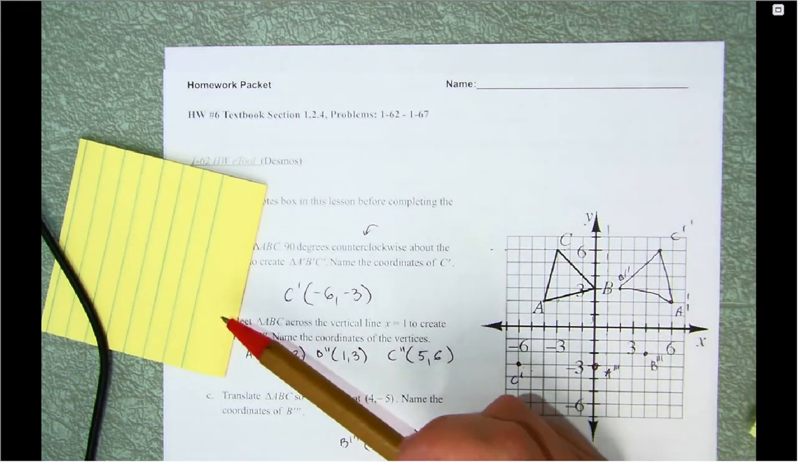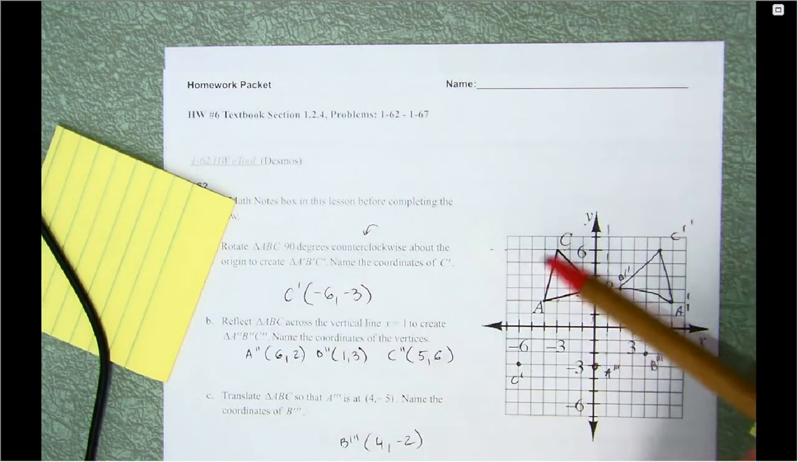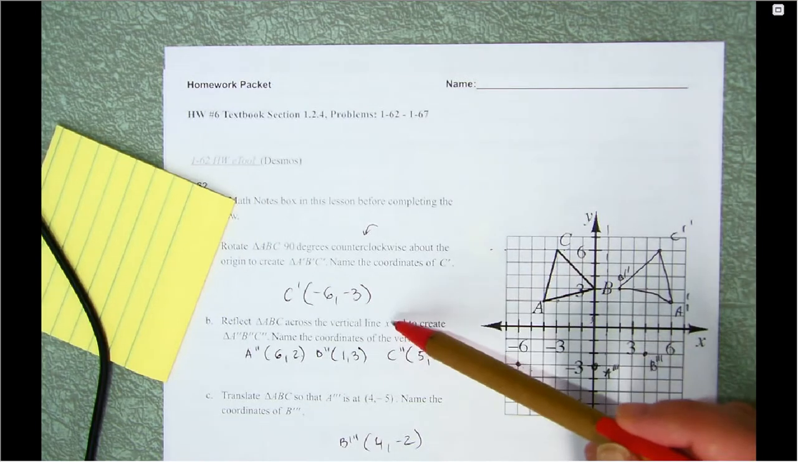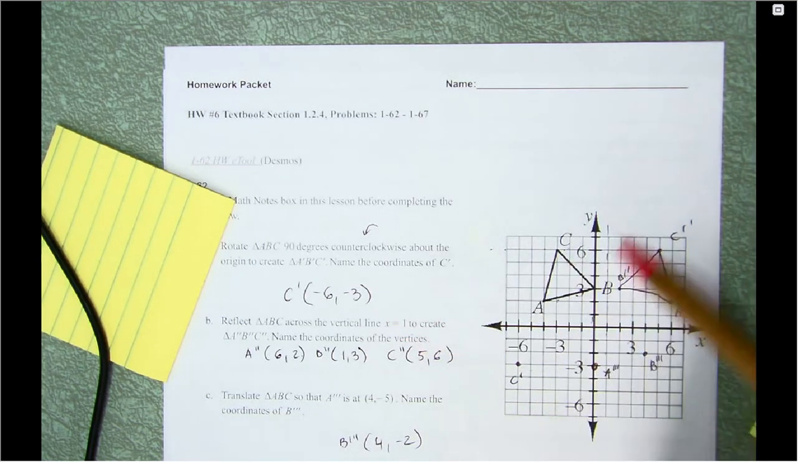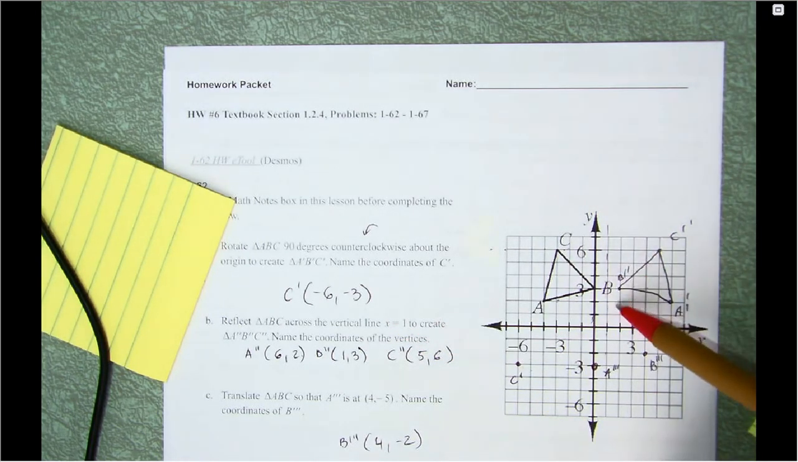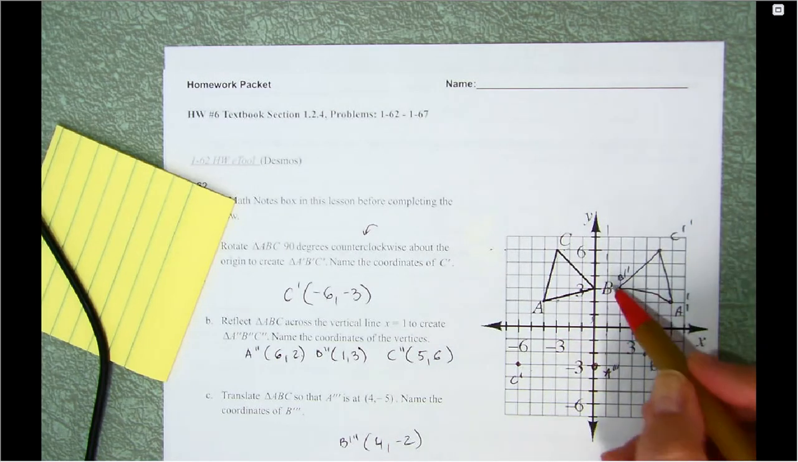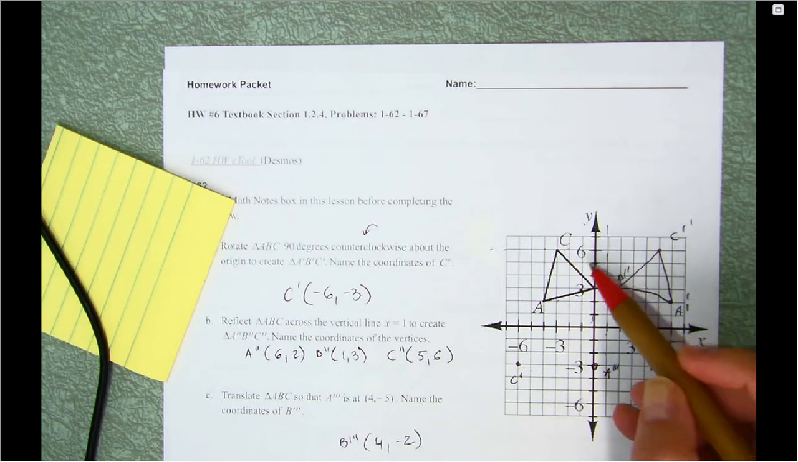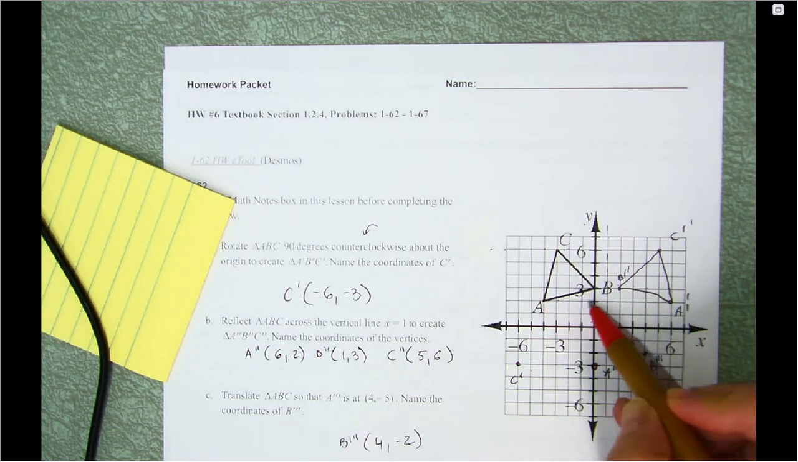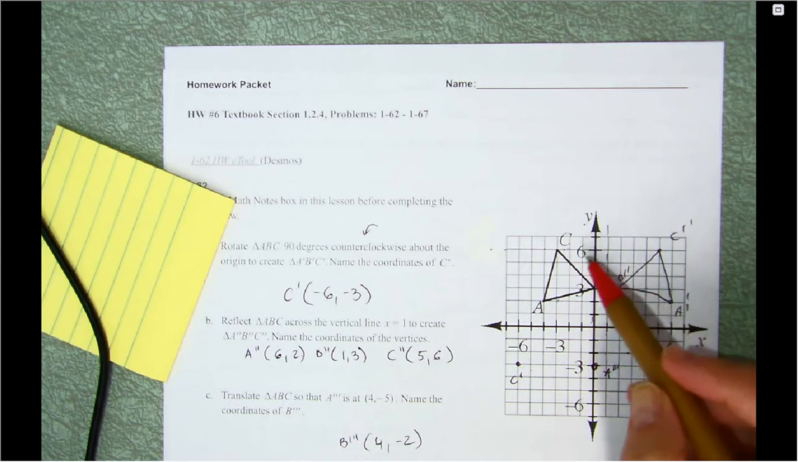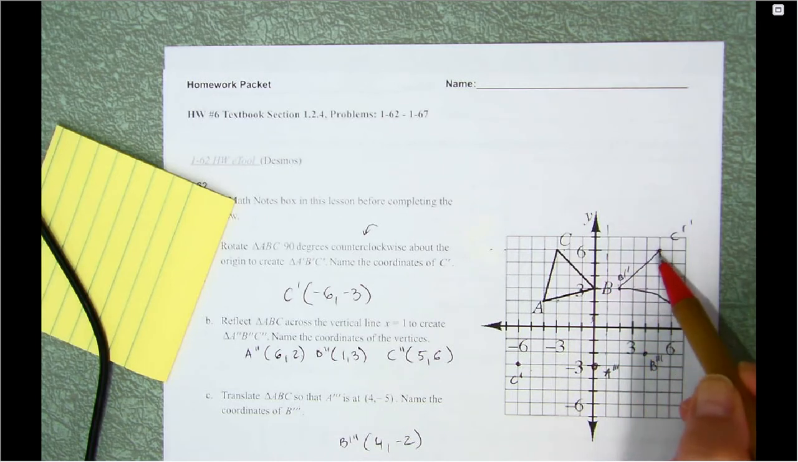Second part of this problem was to reflect ABC across vertical line x equals 1. That is x equals 1 right here. And reflecting means it has to be exactly the same distance from that line. So if B was 1 unit away, it has to be 1 unit away. That's B prime prime. This one was 5 units away, 5 units away, 4 units away, 4 units away.